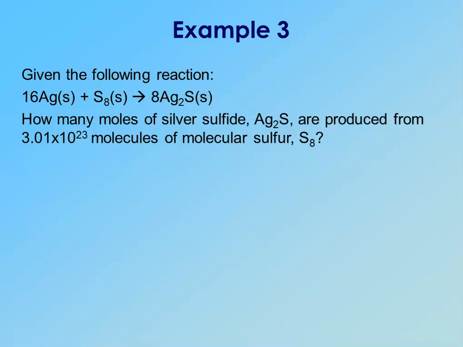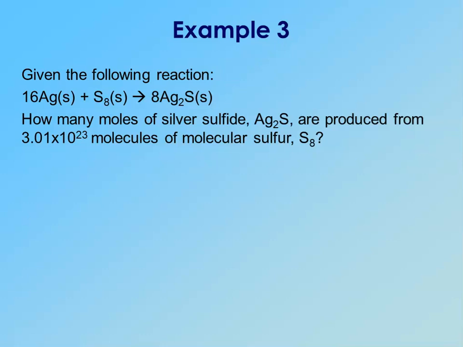You have to have that balanced equation to be able to solve a stoichiometry problem, and you have to be able to identify what you're being given and of what substance and what you're trying to find out about your other substance. Here we want to know how many moles of silver sulfide, Ag2S, are produced from 3.01 times 10 to the 23rd molecules of molecular sulfur.